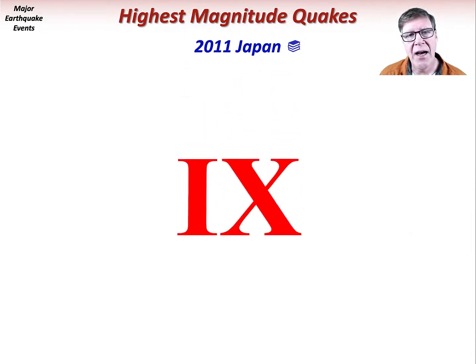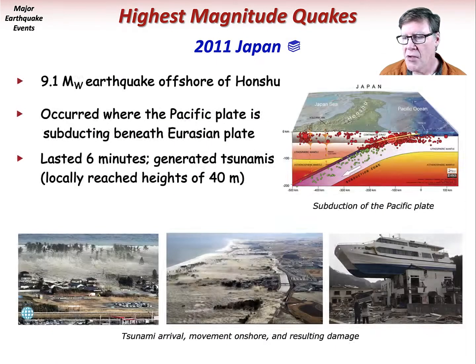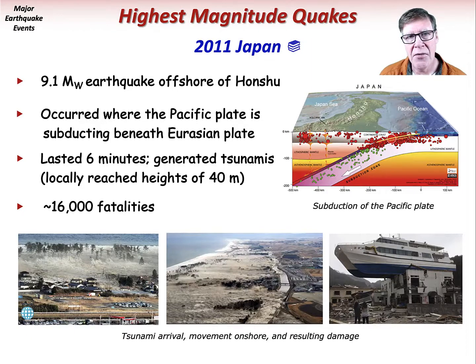This quake was a 9 on the modified Mercalli intensity scale, which is considered violent. The tsunamis killed around 16,000 people and caused a major accident at the Fukushima Daiichi nuclear power plant.